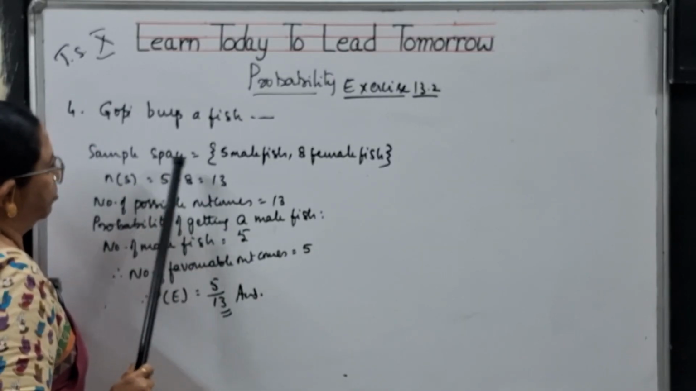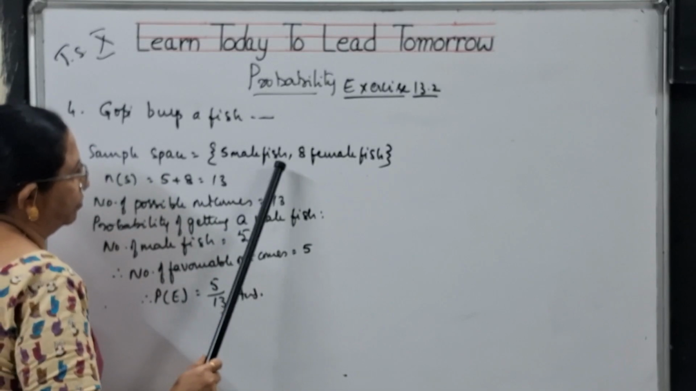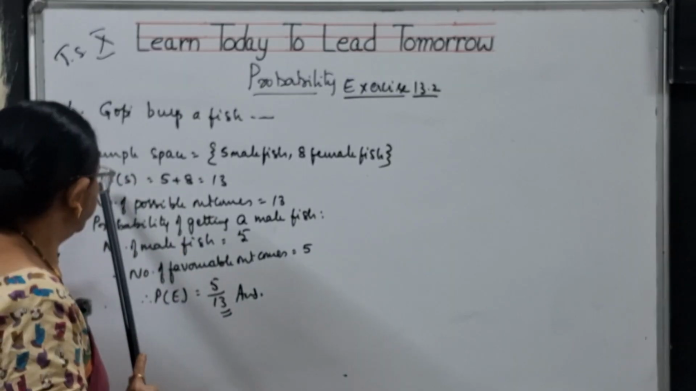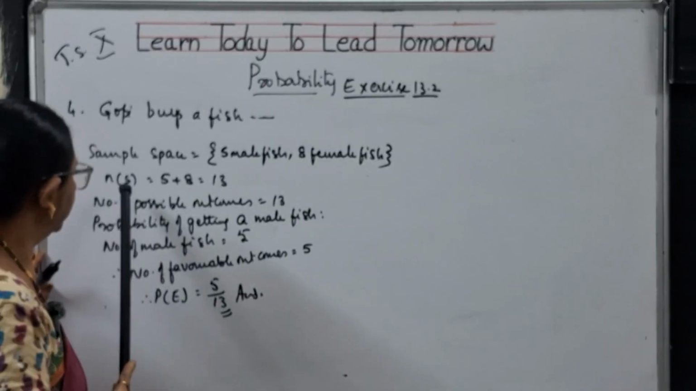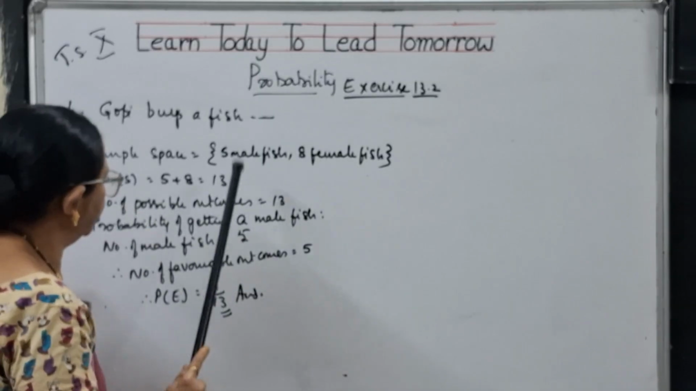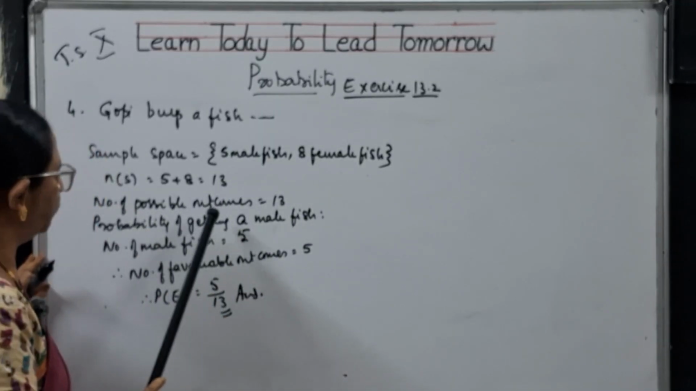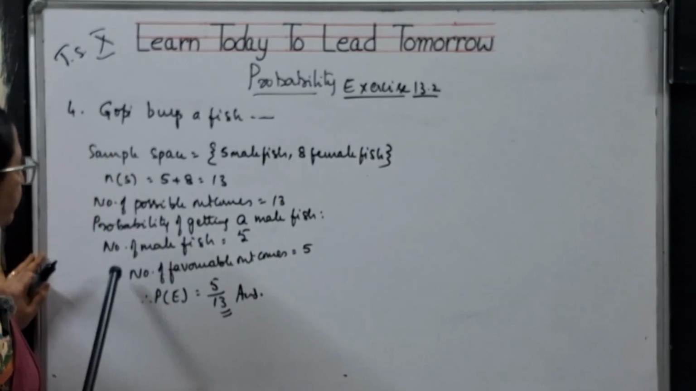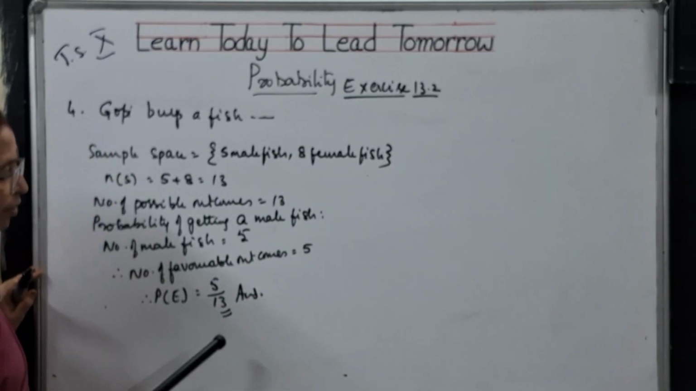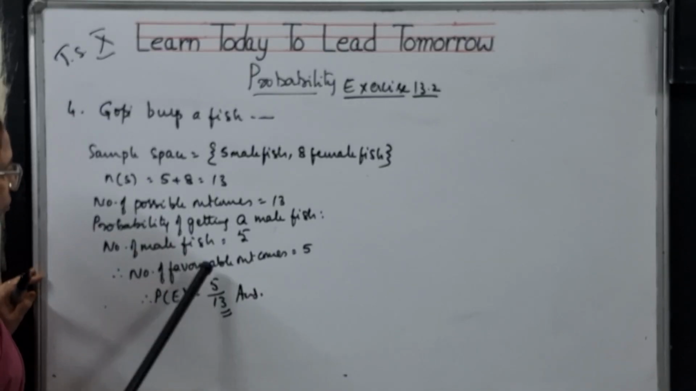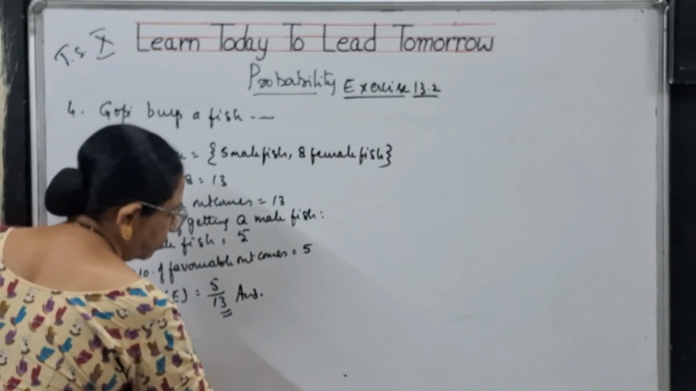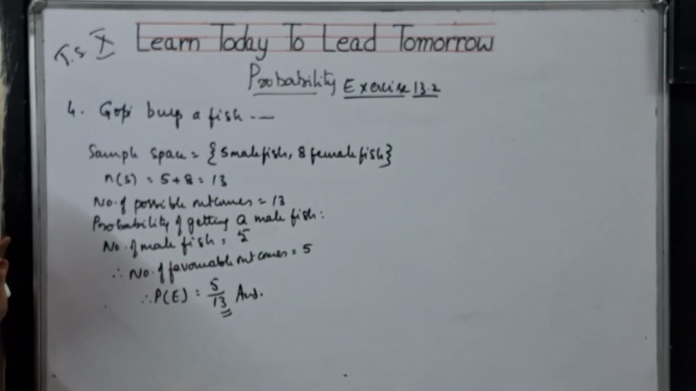So the sample space: in the tank, 5 male fish are there, 8 female fish are there. N of S is what? 5 plus 8, that is 13. Number of possible outcomes is 13. Probability of getting a male fish: number of male fish is 5, so number of favorable outcomes will be 5. So probability of the event is 5 by 13. Please note it down, children. A very simple one.